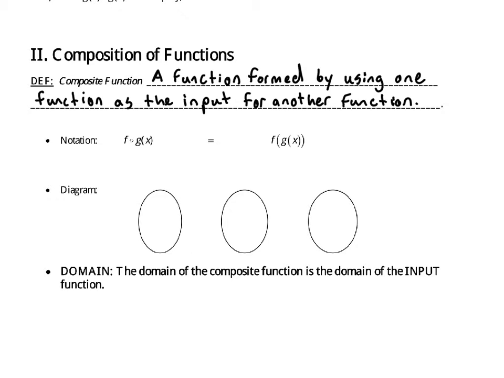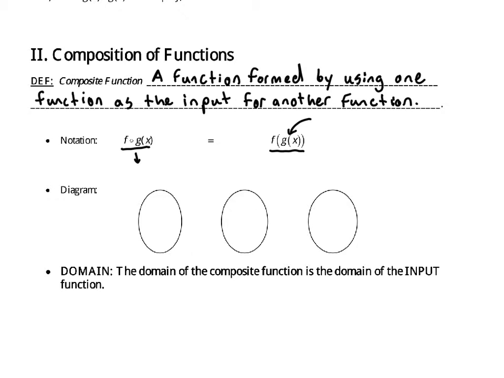Part 2 of this lesson describes composition of functions. The definition of a composite function is a function formed by using one function as the input for another function. Typically, you plug in single values into functions, while composites are when you take an entire function and plug it in to another one. There are two ways to symbolize this, and the first one you see on the left, and the second one you see on the right.